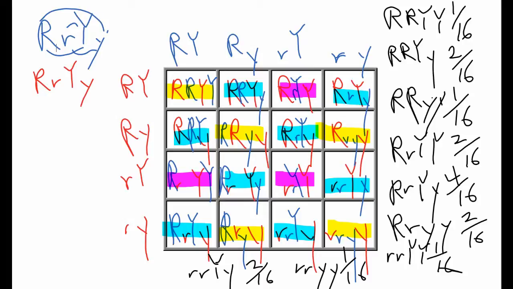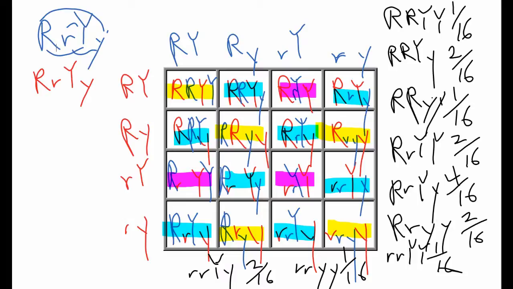Now we have to figure the phenotypic ratios. But before we do, let's double check our work. If we have done this correctly, then all of our ratios should add up to 16 out of 16, because that's the way fractions work, right? So this is 1, this is 3, 4, 6, 10, 12, 13, 14, and 16. So that works out just right.